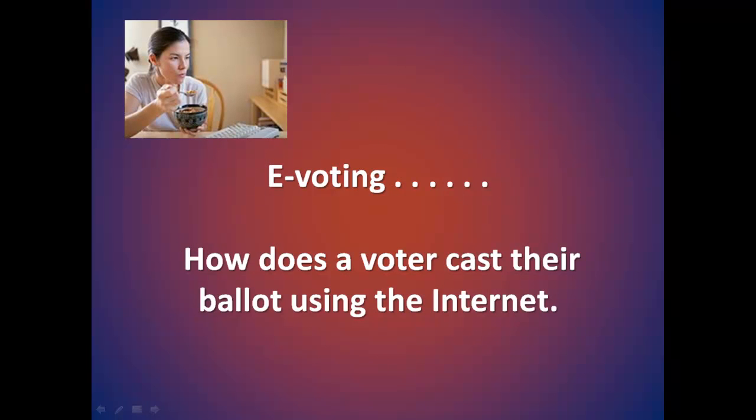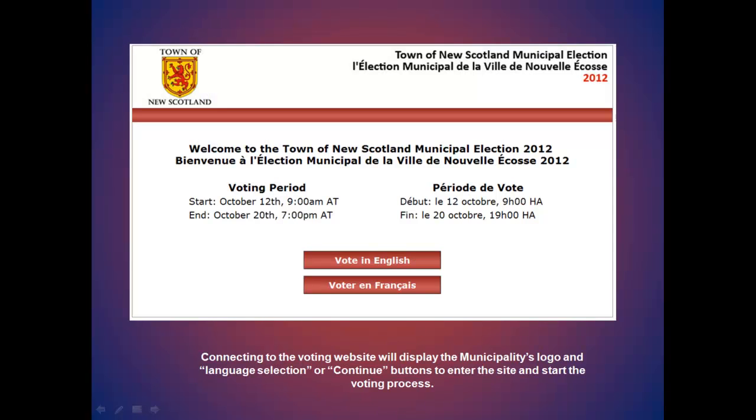In this portion of the video, we're going to demonstrate how a voter casts their ballot using the internet portion of the electronic voting system. Once somebody enters the URL or the website for the actual election, they'll be taken to a landing page. In this particular case, we're going to demonstrate the town of New Scotland's municipal election.